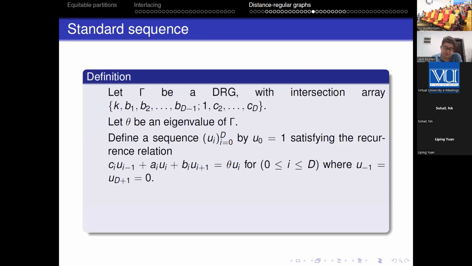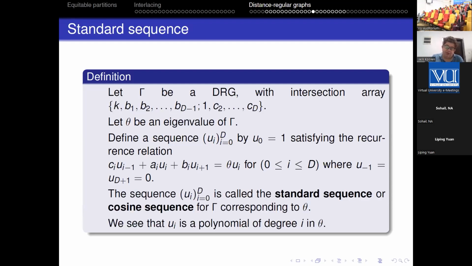Now we define a standard sequence that satisfies this recurrence relation. And we assume that U0 is 1 and U minus 1 is 0 and U D plus 1 is 0. So we don't have B D plus 1, and we don't have C minus 1, and C0 is 0, yes. Okay, but we don't need C, we only need this.